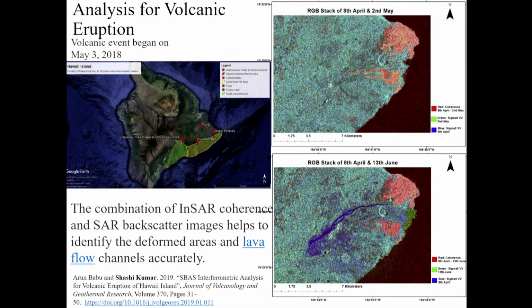Here you can see that the blue line clearly shows the lava flow direction, the lava flow channel. So with the help of synthetic aperture radar data set, one can easily see this lava flow direction and its extent, and the mapping and monitoring could also be done.